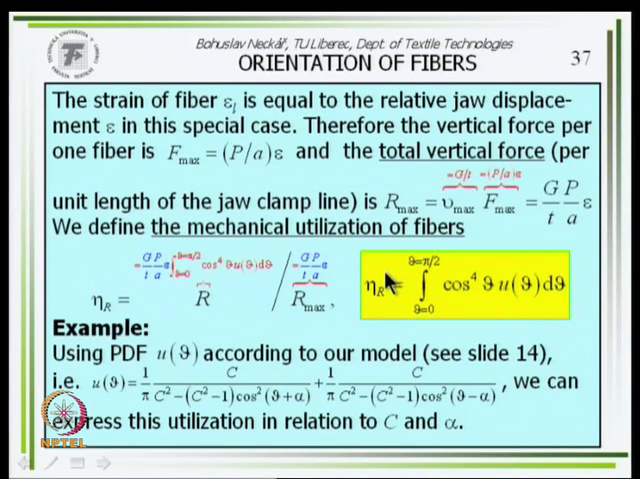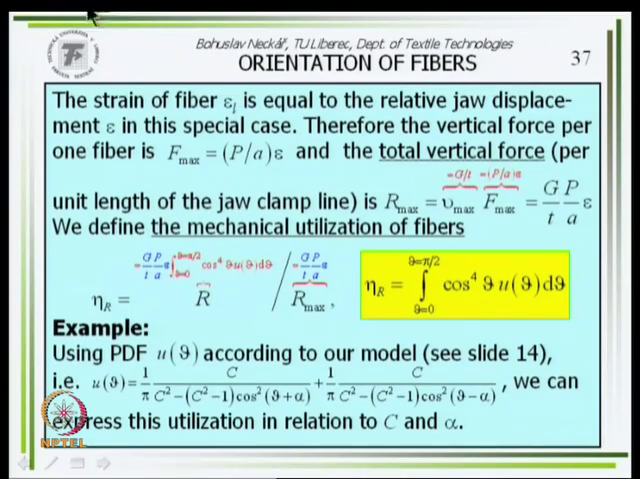How is the force? The strain of the fiber, generally epsilon L, is now equal to epsilon, because all fibers are parallel. It's equal to the jaw displacement, epsilon. So I can write that on one fiber the force is F max, from our linear equation for the force-strain relation of a fiber, times epsilon. Epsilon L is not needed now because it is equal to epsilon. So per one fiber we obtain the force F max, and then the total vertical force per unit length of the jaw clamp line is the number of fibers times the force per one fiber. Using it, we obtain this very easy expression.